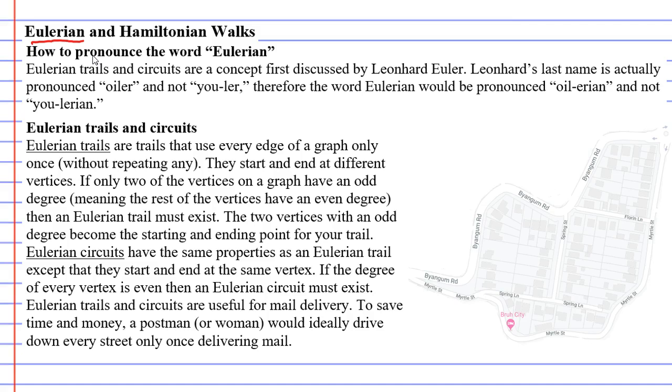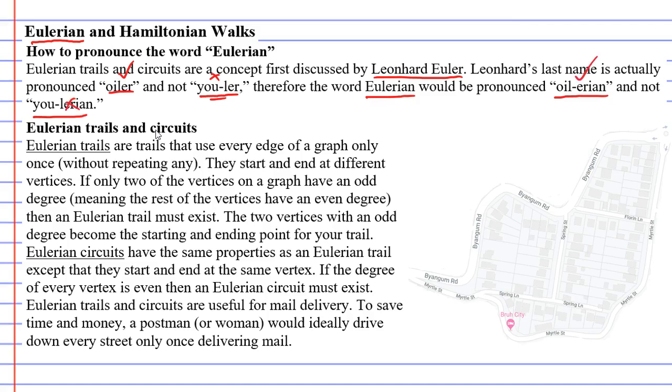Eulerian trails and circuits are a concept first discussed by someone named Leonhard Euler. Here's his name here. Now Leonhard's last name is not pronounced how most people think it is pronounced. It is not pronounced "Yooler", which is what a lot of people think. This is the incorrect pronunciation. You've got to pronounce it "Oiler" and think of the stuff that you put in your car. So the word Eulerian, which comes from his last name, is pronounced as I'm saying it, "Oilerian", like the stuff you put in your car, not "Yoolerian", which is what a lot of people think when they first see it.